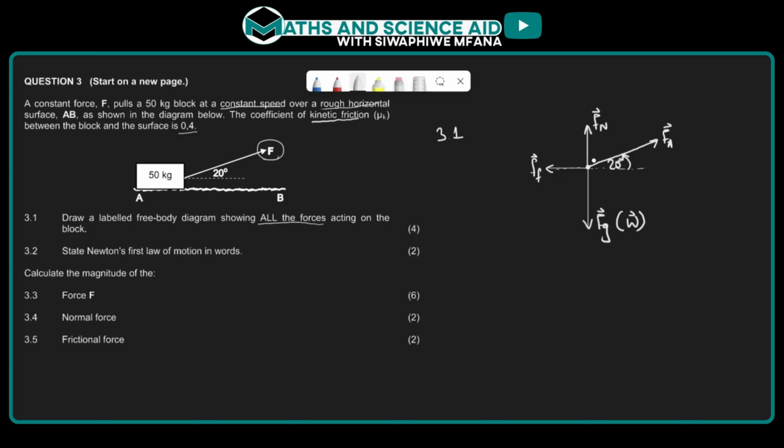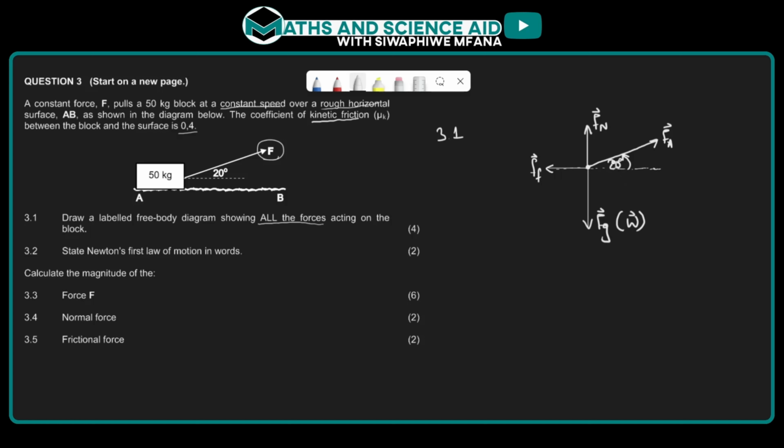And you will notice that although this is a rough sketch, so these forces are not necessarily drawn to scale, I have made the normal force quite significantly smaller than the FG. And I have done that on purpose. I will tell you why as we are going through the question, but right now just keep that in mind. So we can now move on to 3.2.